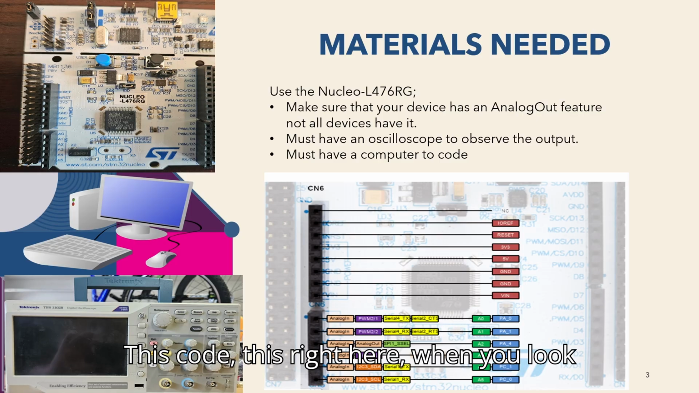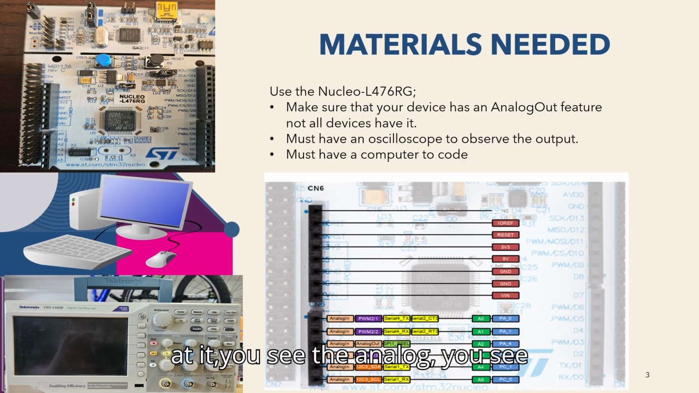This code, when you look at it, you see analog in, and then you see one small word that says analog out, and it's hooked up to PA4. So that's how you know it goes to PA4. And that's the analog out.